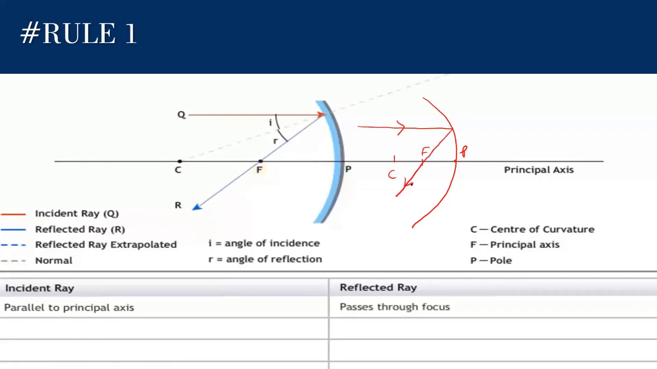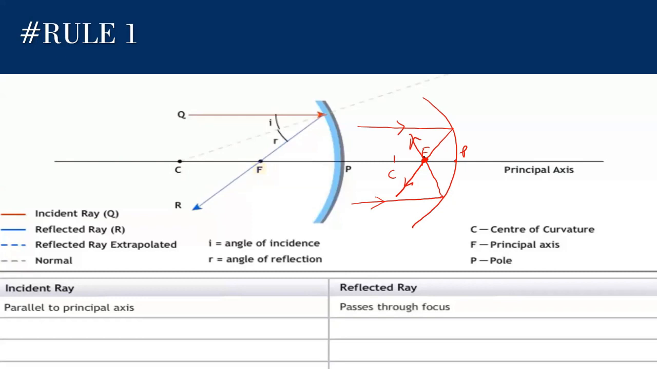Okay, now if I take another second ray, the second ray is also parallel, and so if it's parallel, what is the rule? It's going to go through the focus. So now wherever these 2 rays are meeting, that point becomes my point of image formation. Understood? So that's why understanding these rules is very important when we have to do image formations.